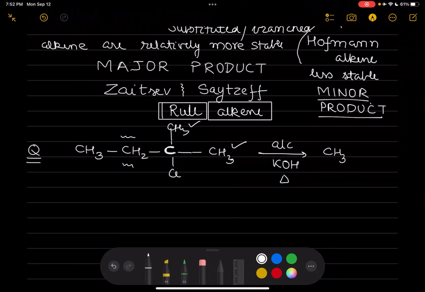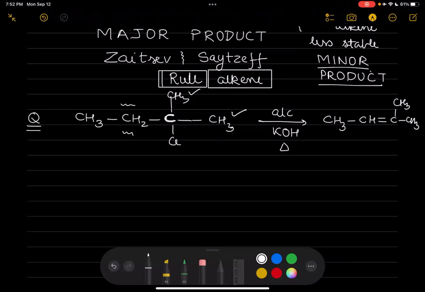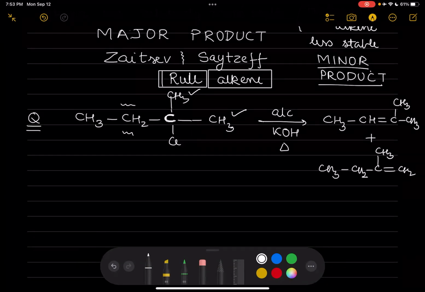So which alkene are you going to get? The one formed by removal of hydrogen on the left-hand side is this one, and the other alkene is formed by removal of hydrogen on the right-hand side of the carbon bearing the Cl atom. That is going to be CH3, CH2, C double bond CH2. So 2-methyl-butene is the upper alkene and the other 2-methyl-butene is the lower one. A and B. These are the two possible alkenes. Which is going to be the major product?